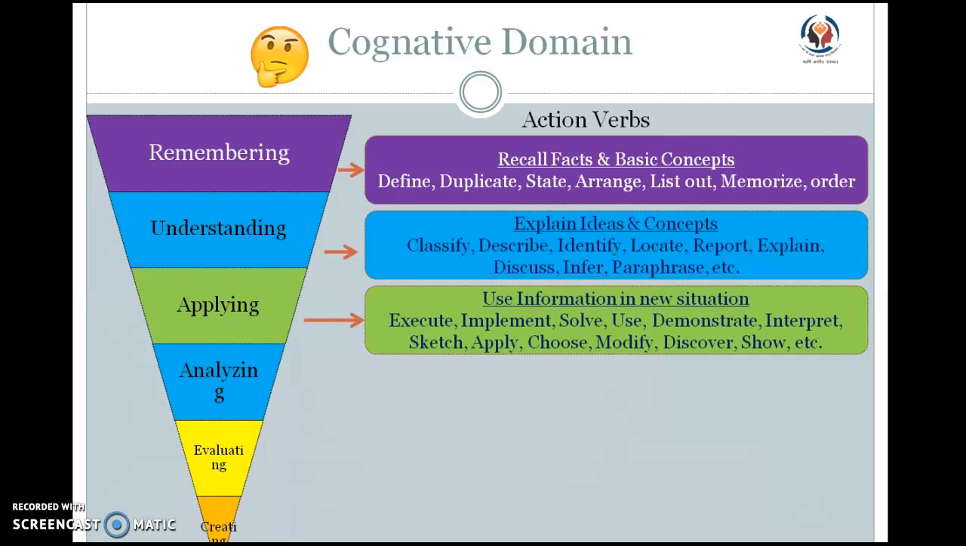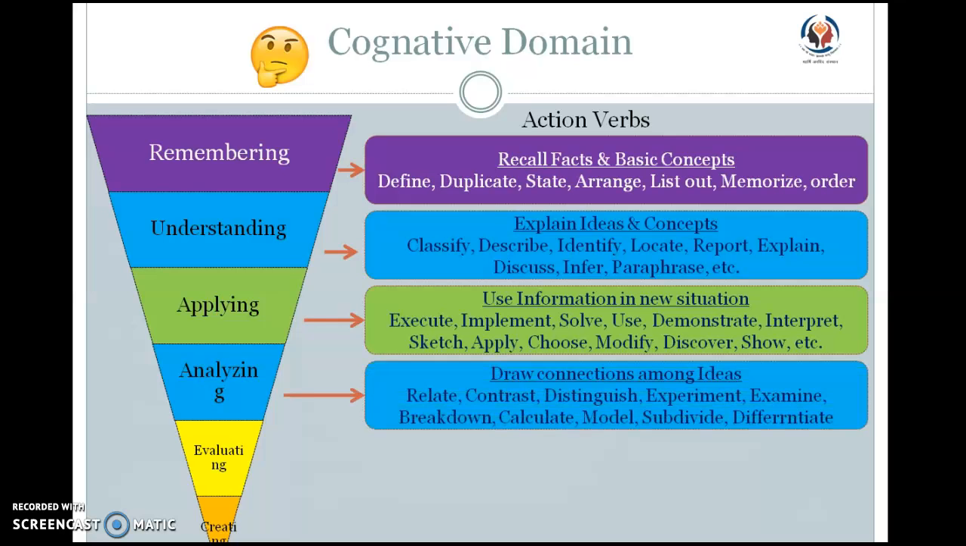The fourth subdomain is analyzing, the first of the HOTS domains. In that, the teacher asks to draw connections among ideas. The teacher uses action verbs like relate, contrast, distinguish, experiment, examine, calculate, subdivide, differentiate, etc. An example is to identify various parts of a lemon and tally them with other fruits.